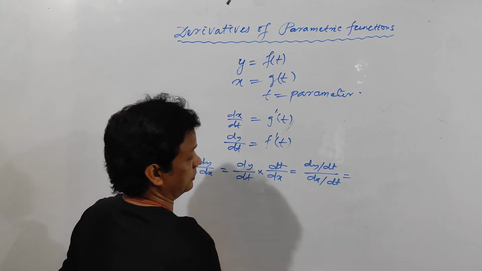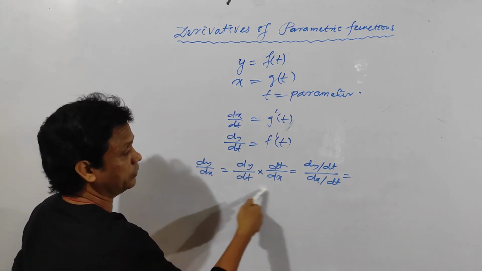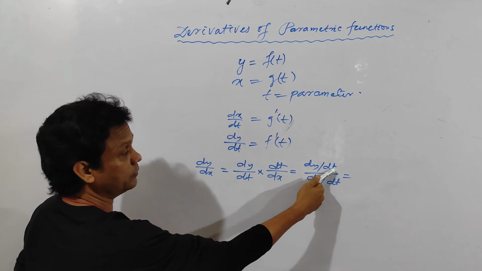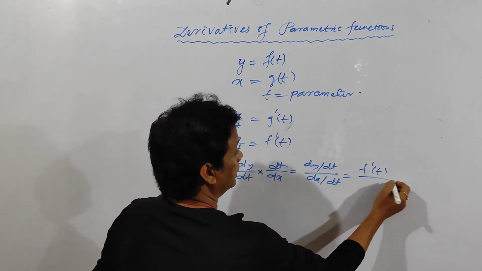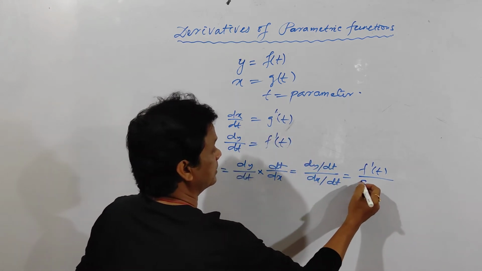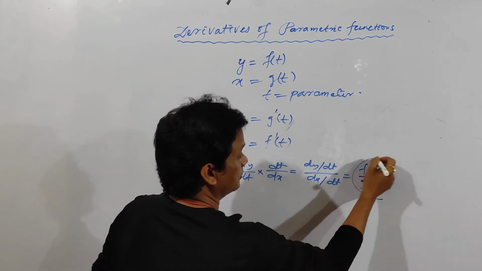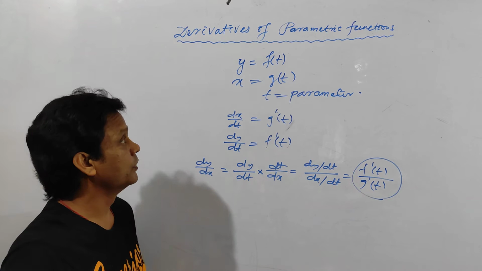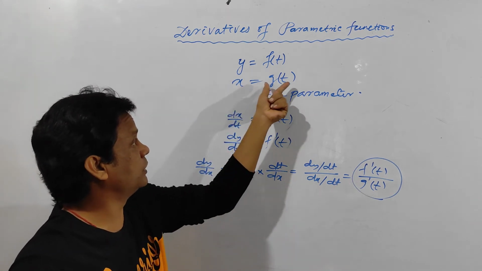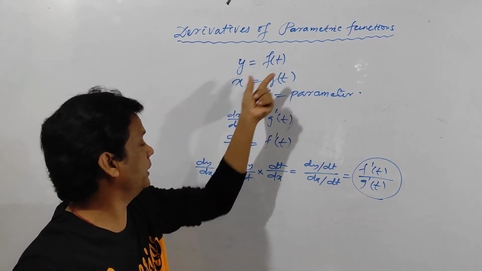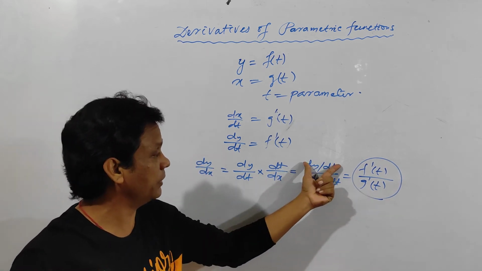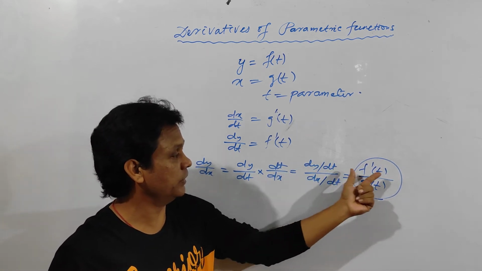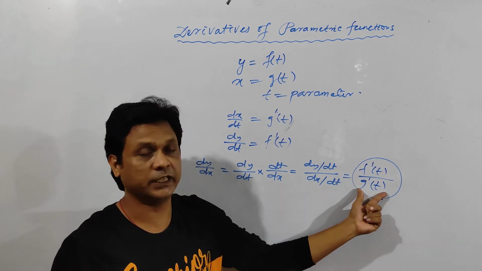I can write like this. This is similar to this one. So what is dy by dt? f dash t. And what is dx by dt? It is g dash t. So this is your answer. Clear? So first find the derivative of x with respect to t and derivative of y with respect to t. Then write in this way: dy by dx is equal to dy by dt divided by dx by dt, and dy by dt is f dash t and dx by dt is g dash t. Clear?